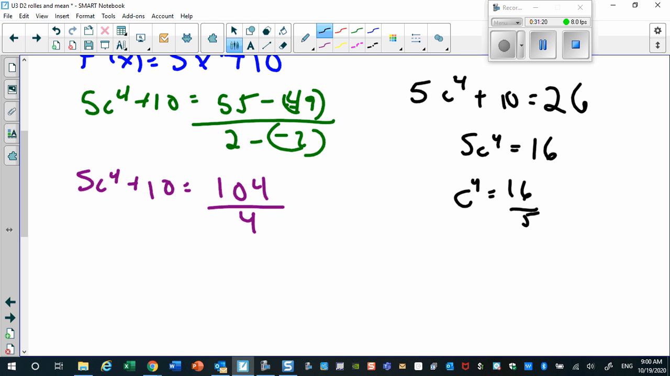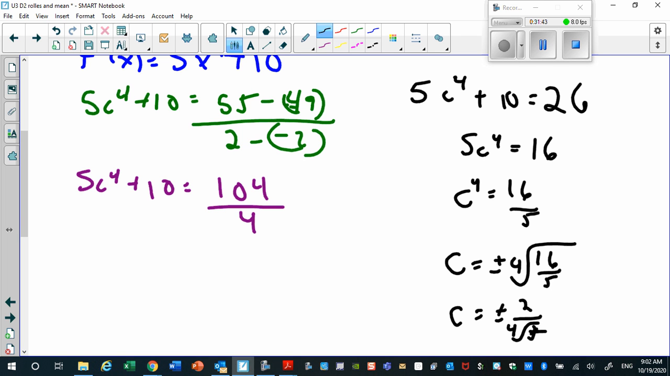Let me just make sure my math is correct. Yeah. So c equals plus or minus the fourth root of 16 over 5. And so c is going to be plus or minus 2 the fourth root of 5. So there are two places where it has the same rate of change.